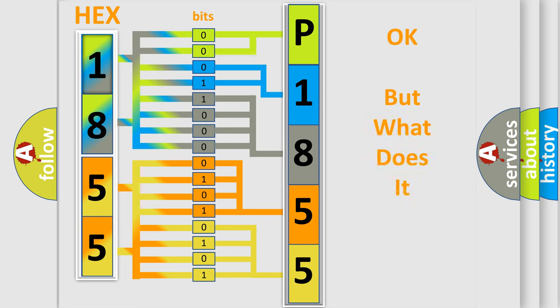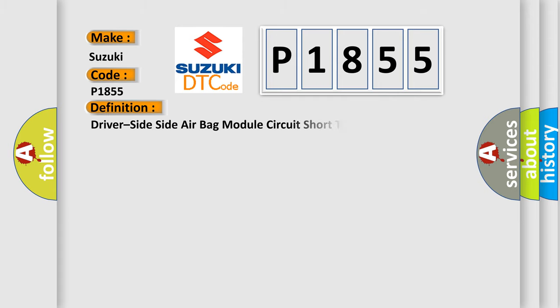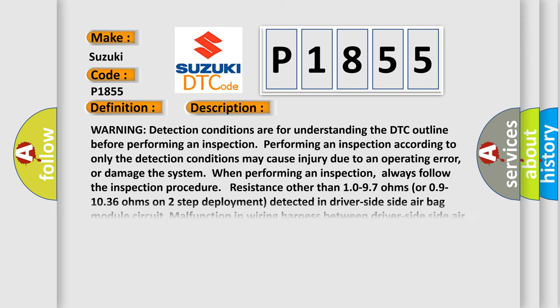The number itself does not make sense to us if we cannot assign information to what it actually expresses. So, what does the Diagnostic Trouble Code P1855 specifically interpret for Suzuki car manufacturers? The basic definition is driver side airbag module circuit short to power supply. And now this is a short description of this DTC code.